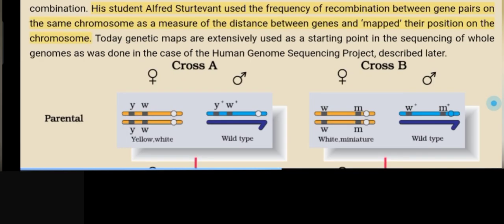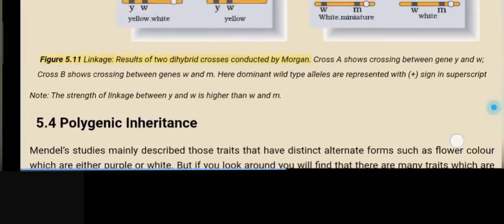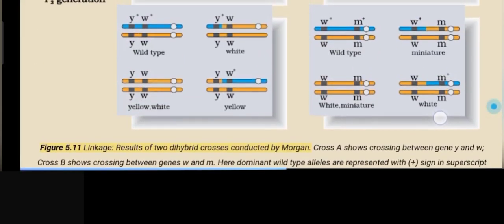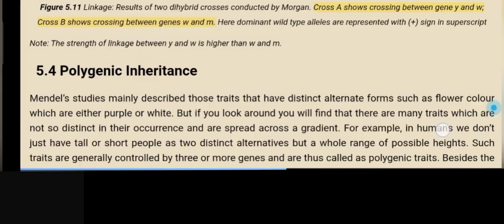His student Alfred Sturtevant used the frequency of recombination between gene pairs on the same chromosome as a measure of the distance between genes and mapped their position on the chromosome. Today, genetic maps are extensively used as a starting point in the sequencing of whole genomes, as was done in the case of the Human Genome Sequencing Project, described later. Figure 5.11: Linkage, results of two dihybrid crosses conducted by Morgan. Cross A shows crossing between genes Y and W; cross B shows crossing between genes W and M.